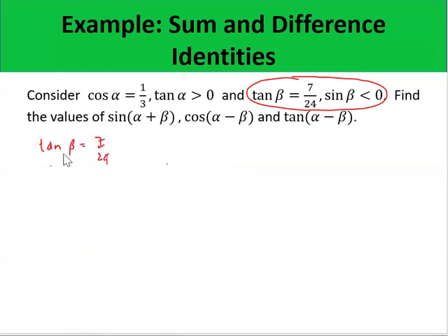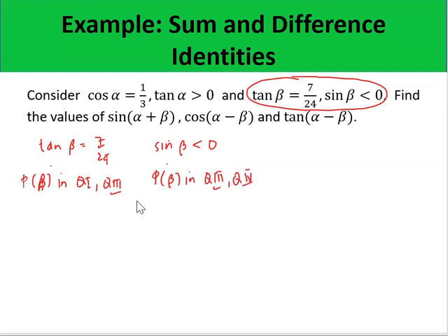So this means that tangent is positive. So the terminal point of beta must be in quadrant 1 or quadrant 3. And the information sine beta is less than 0 means that sine is negative. So in this case, the terminal point of beta is in quadrant 3 or quadrant number 4. So the common quadrant for the terminal point of beta will be quadrant number 3, which means that the x and y coordinates of the terminal point would both be negative.